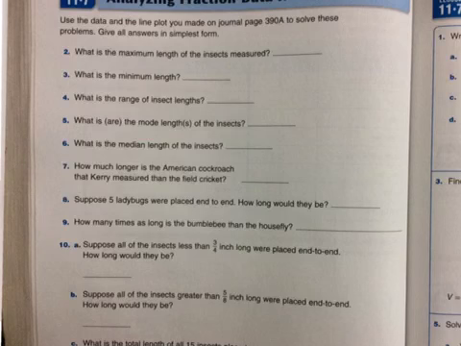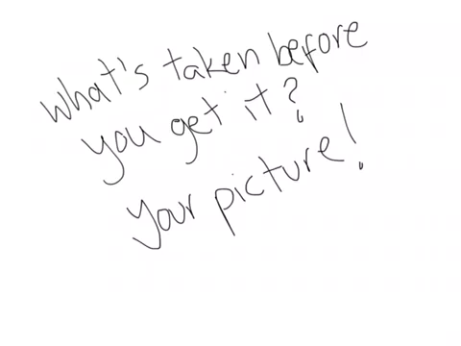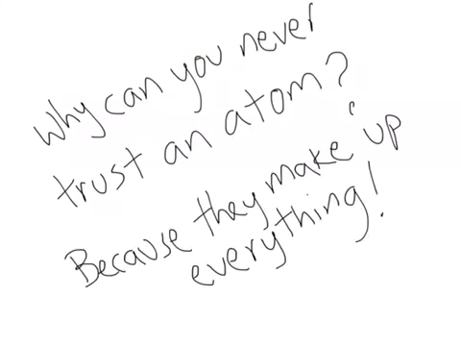Alright, and I almost forgot. Back by popular demand, I must include a joke. Some of you have been upset because I have not included a joke in the last couple of lessons. Well, here I don't really have a joke, but I have more of a riddle for you. What's taken before you get it? Your picture. Alright, let's try another one. Why can you never trust an atom? Because they make up everything. Get it? Okay, that's enough for today.